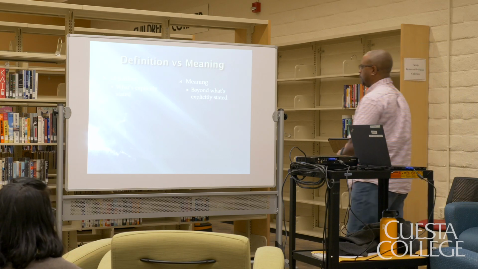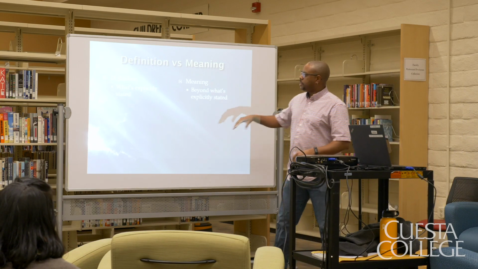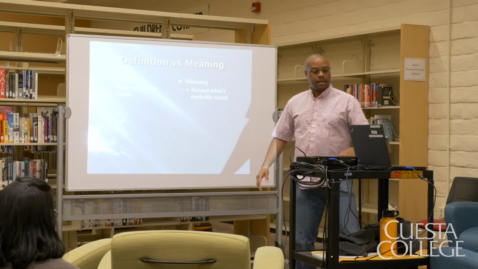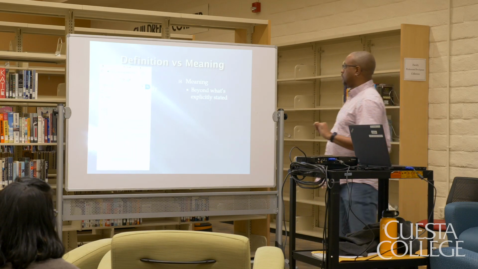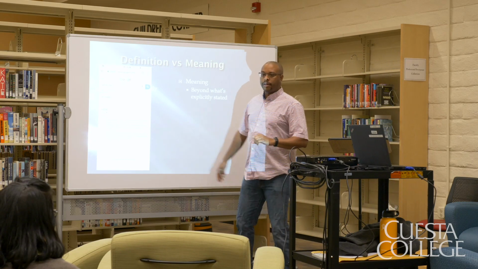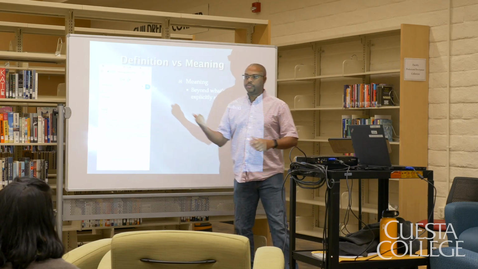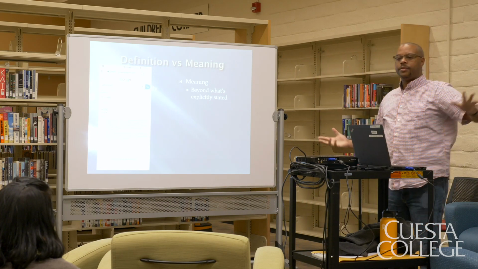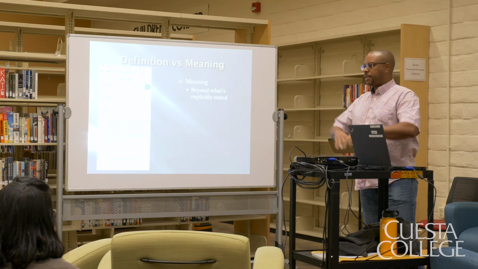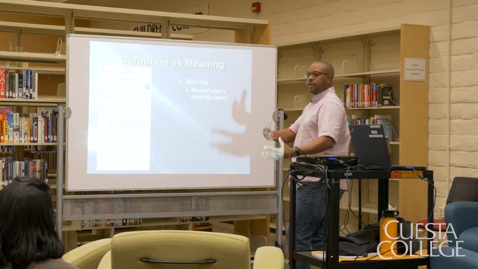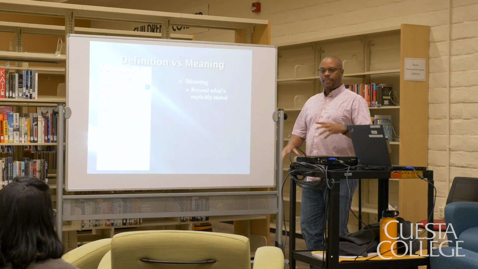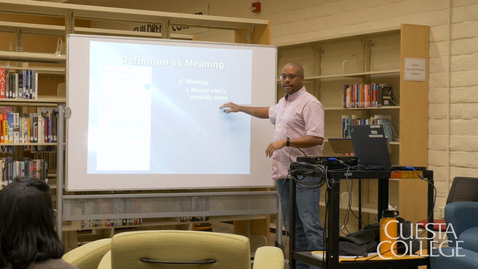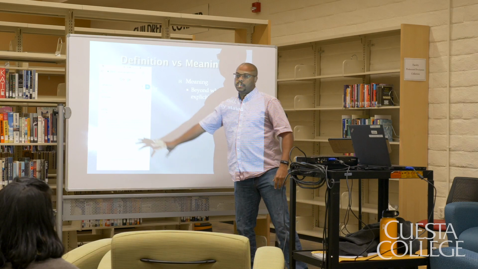So the first thing we're going to talk about, definition, is what's explicitly stated. This is where you look up a word in the dictionary and it'll say noun, rose. It gives you the definition: it's a long stem, it's been used for many hundreds of years for perfume, all those particular pieces of information. Meaning is what's different. Meaning is what's beyond what's explicitly stated.